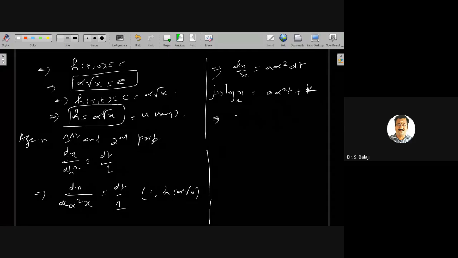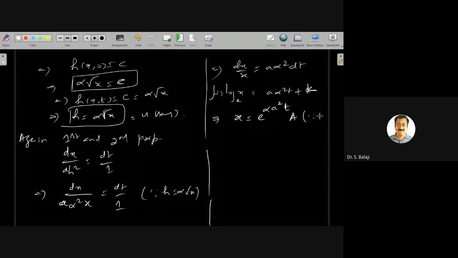Therefore, you can write it as x is equal to e power alpha a square t plus a constant capital A, because e power k A is equal to e power an arbitrary constant. Or it may be x by e power alpha a square t equal to, say, v.